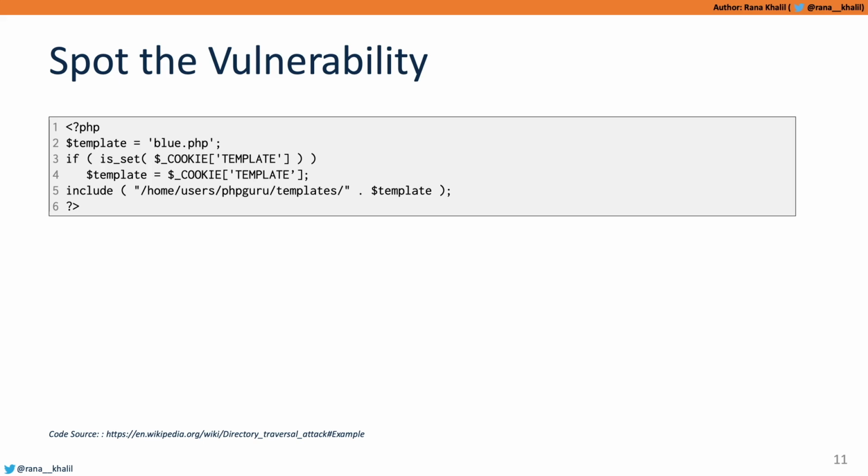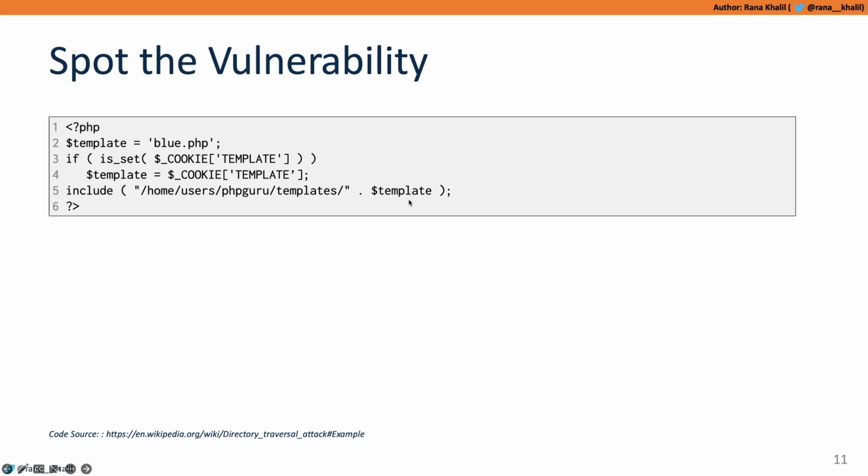So you can see over here, we've got a PHP application. On line number 2, the first thing that we do is initialize a variable called template. We set it to the value blue.php, and then we've got an if statement. In the if statement, it asks, is the cookie template set? So does it exist? Is it empty? If it's not, then we set the value of the cookie template to the variable template that we just initialized. And then on line number 5, we use the include statement to include and evaluate the file path /home/users/phpguru/template/ whatever the value of the template variable is.